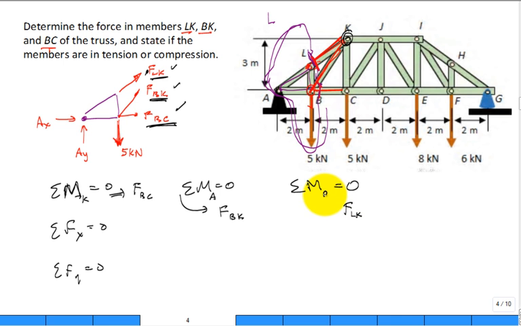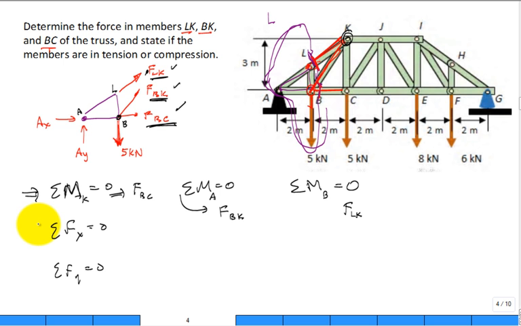Around point B. Maybe I should have labeled B. This is point A. This is point L. Very interesting, actually. You could do three sums of the moments, forget the sum of the forces in X, sum of the forces in Y, and you could solve this problem completely.